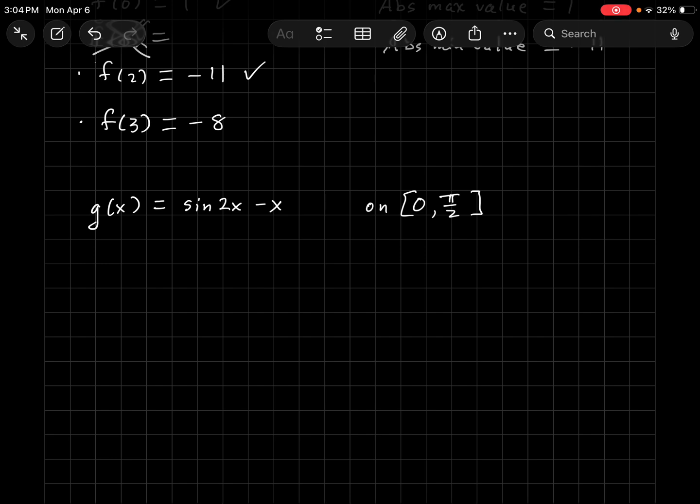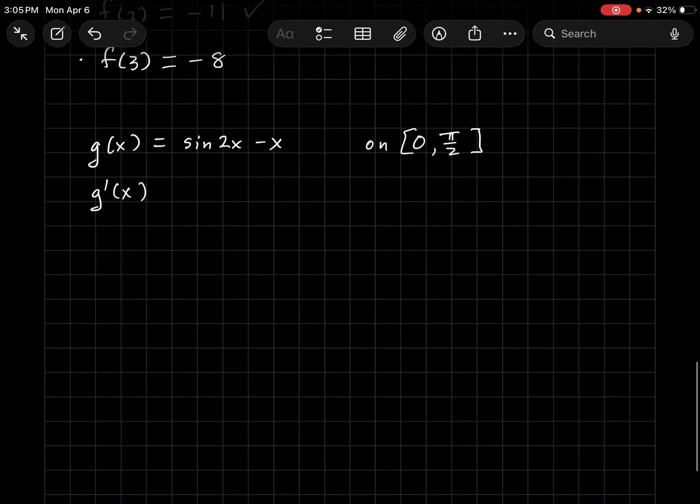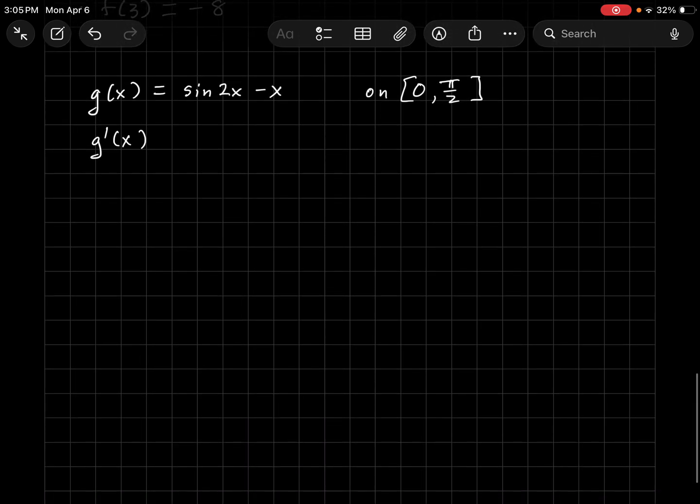We have our endpoints, 0 and pi over 2. We need our critical points, where the derivative is 0 or undefined. But again, both sine and x are smooth and continuous functions, so the derivative will always be defined.